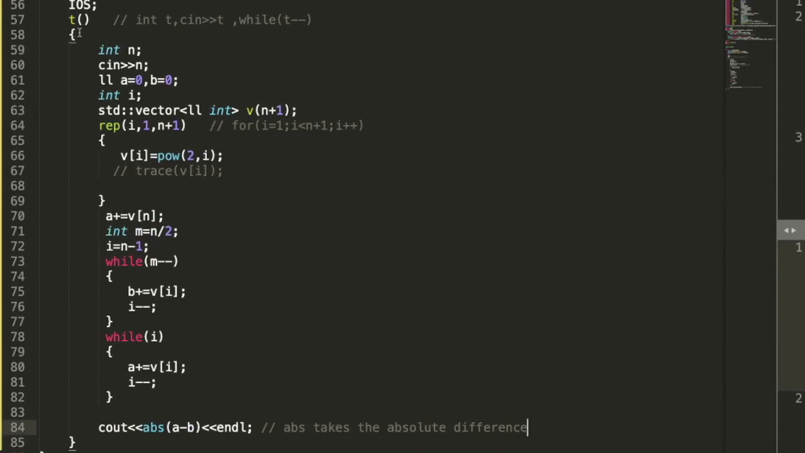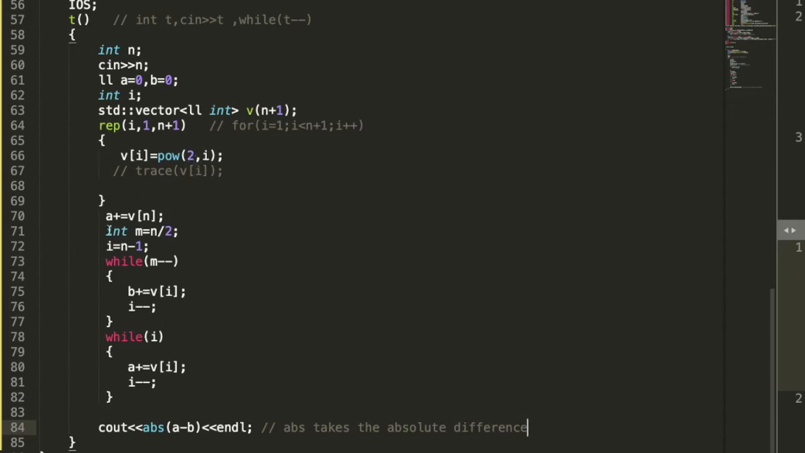This line represents int t, cin t, while t minus minus, that is taking the test cases as input and running the test cases. I have initialized variable n for the length of my series and taken the input. a will be my first part, b will be my second part. I have taken one vector, say v, which will store all the powers of 2 from 1 to n. I have calculated the power value for all the 2's.